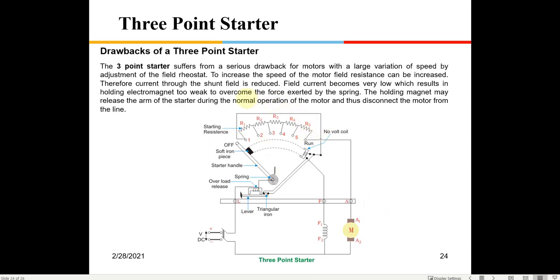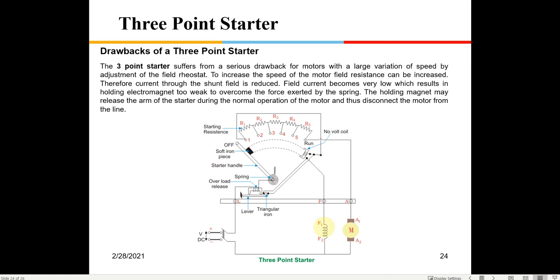Now if I go back, there is some drawback of a 3-point starter. Generally what we do is we regulate the field current to control the motor speed. So you have to connect a rheostat in series with the field coil. Once we adjust the rheostat, in some cases we need to reduce the field currents. If you reduce the field currents, the current in this coil will also reduce drastically, and that will release this lever. So it is not a very good idea to connect this particular relay in series with the field coil.